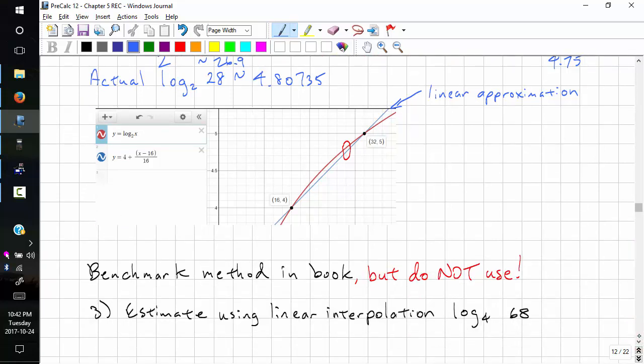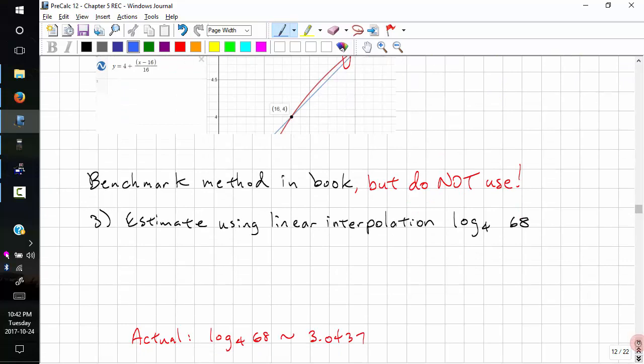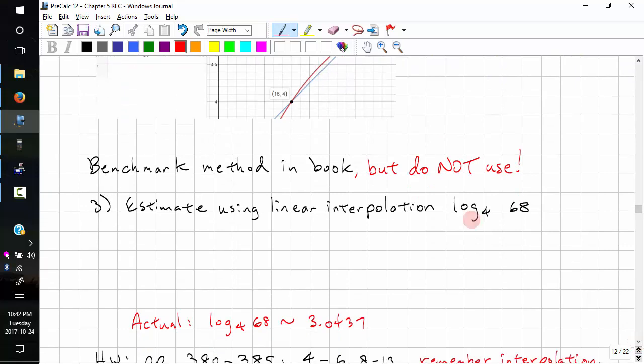Okay, and just to reiterate, the benchmark method is in the book, but do not use this on a test. And we'll do one more example. Log 4 of 68. So we have 4 to the power of 3, that's 64. We have 4 to the power of 4, that's 256. Okay, so these are the closest perfect powers that surround 68.